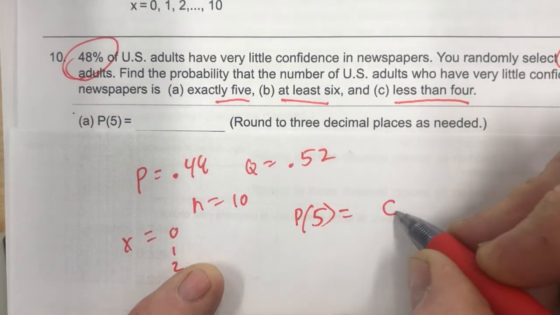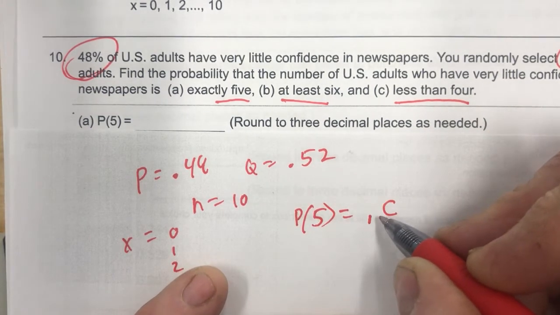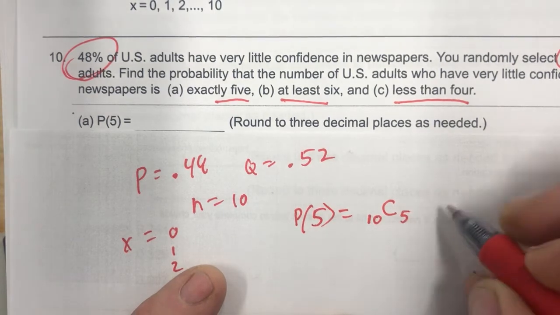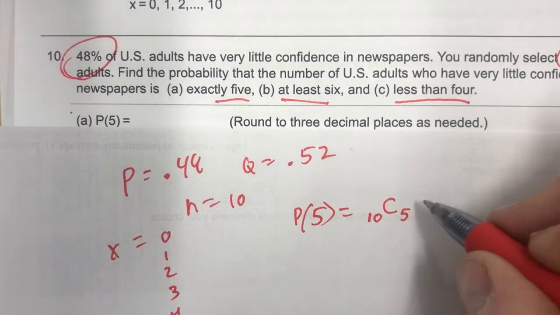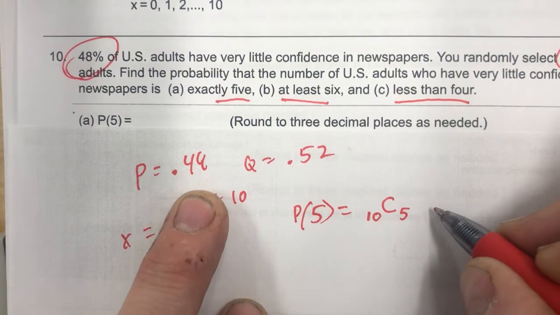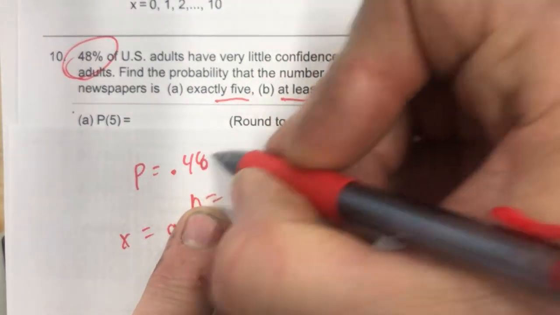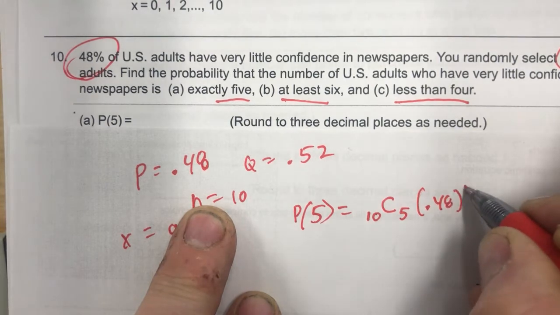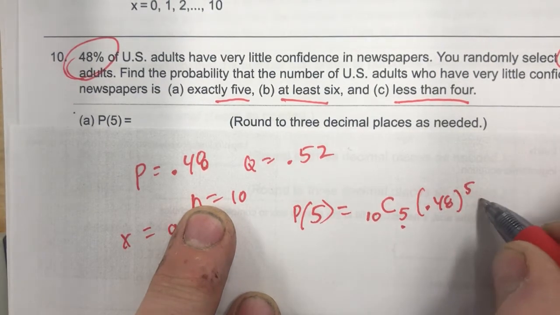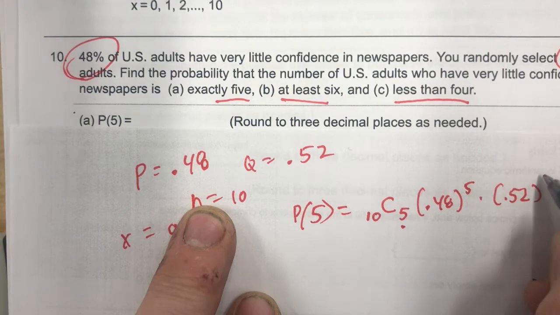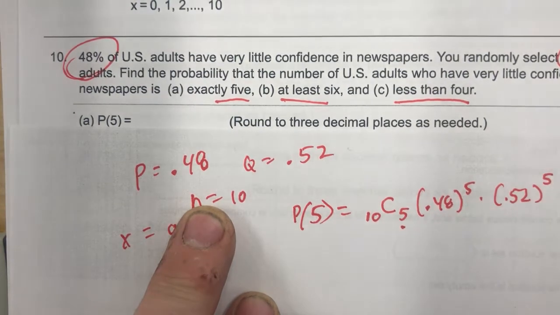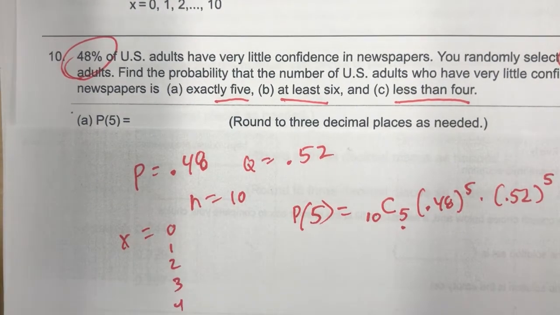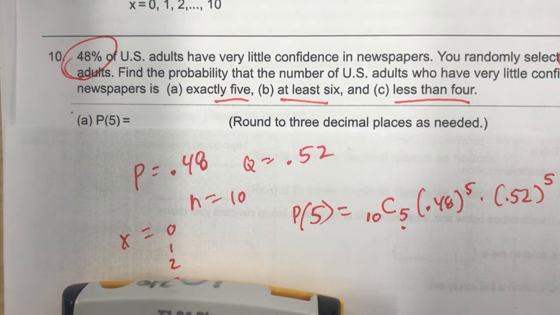All right. So it's going to be a combination. Well, there's 10. N is 10. And we're doing 5 here. Okay. My P is 0.48. I was in a hurry. So 0.48 to the 5th power, because we have 5 successes, which means I got 0.52, and I'm going to have 5 failures since there's 10. So that's what I'll type in. So let me type it in there, okay?